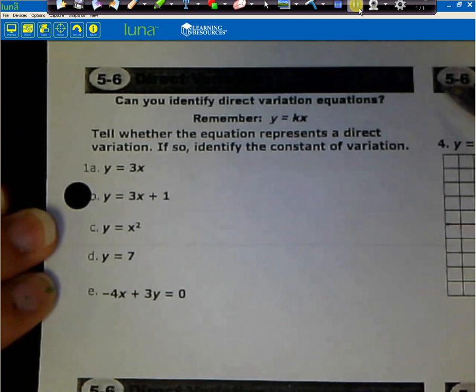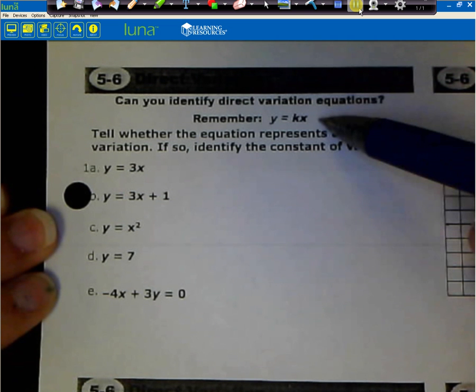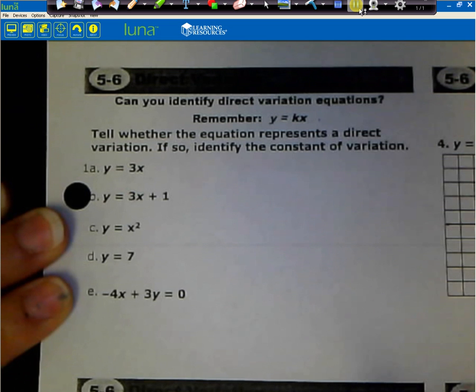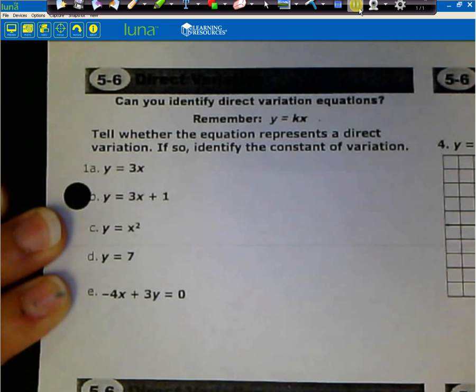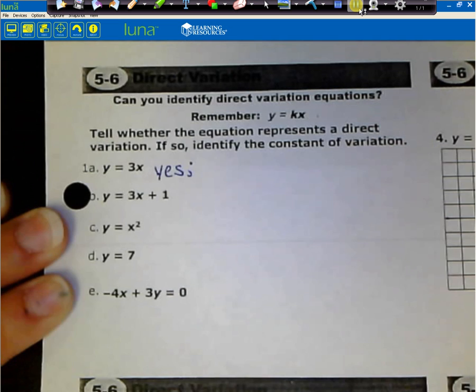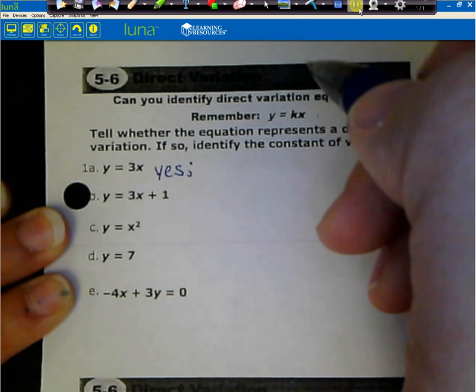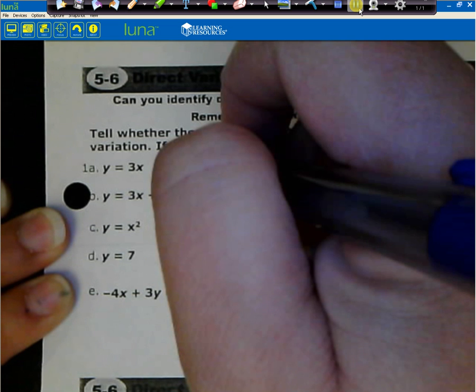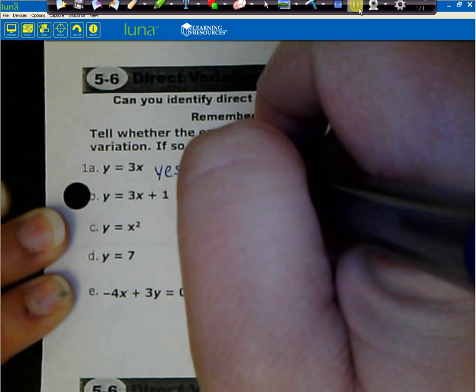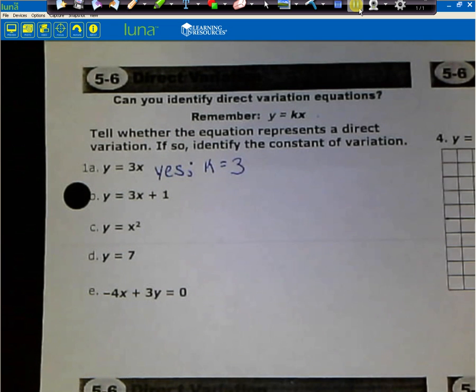If you look at that, that looks very, very similar to y equals kx. So this one is a direct variation because it's y equals some number x, and that's what direct variation is. So for this one, we're going to put yes. And it says if it's yes, to go ahead and tell what that constant, or the k, is. So we're going to say k equals 3. And k, or the constant of variation, is just that number in front of the x.